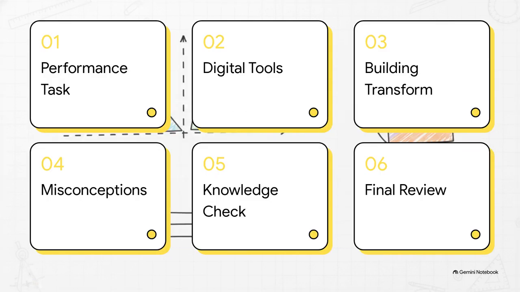Here's our structured roadmap for the explainer today. Number 1, the performance task. 2, digital tools and vocabulary. 3, building the transformation. 4, checking for misconceptions. 5, a quick knowledge check. And 6, our final review.